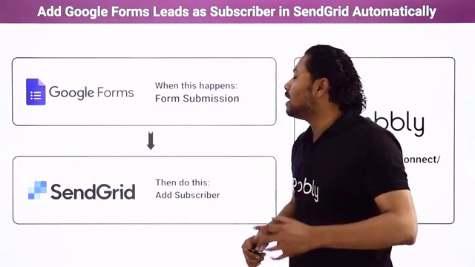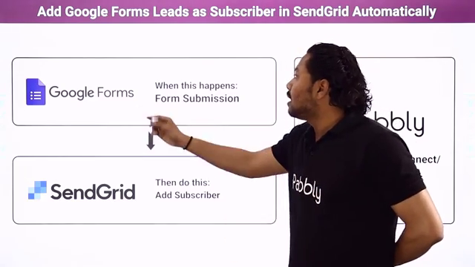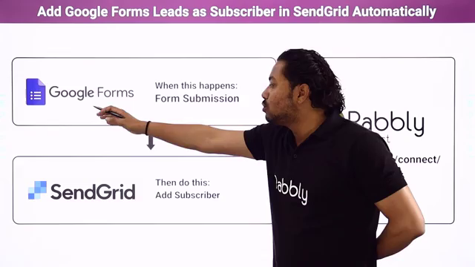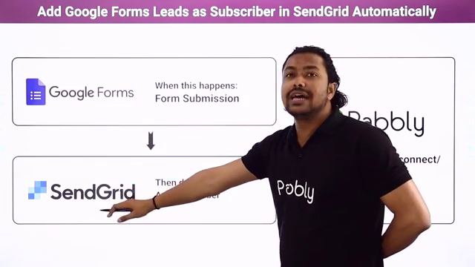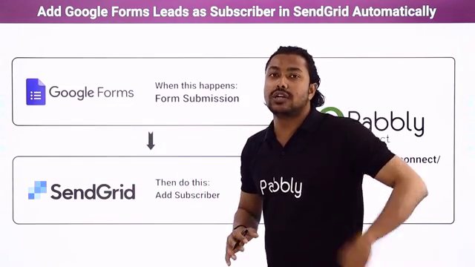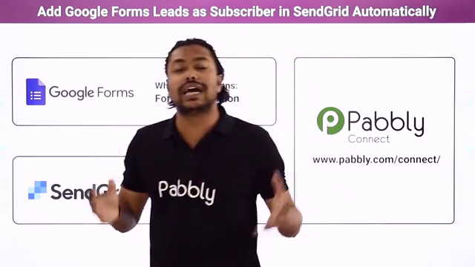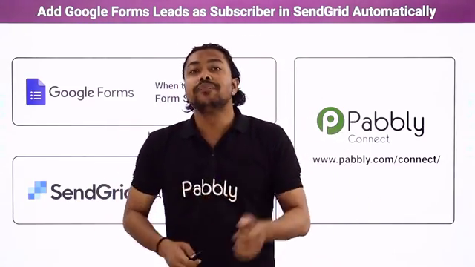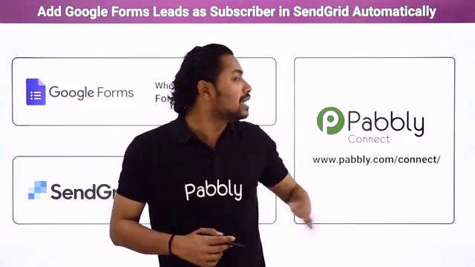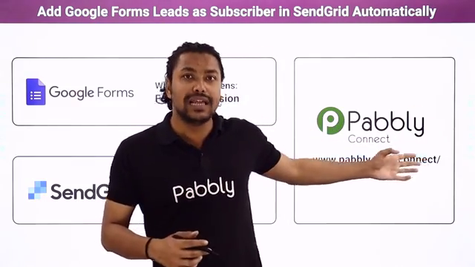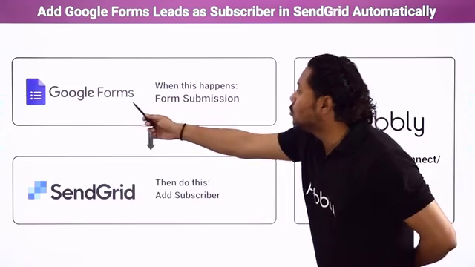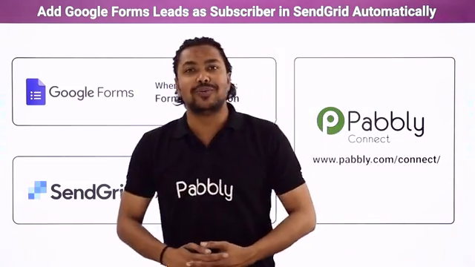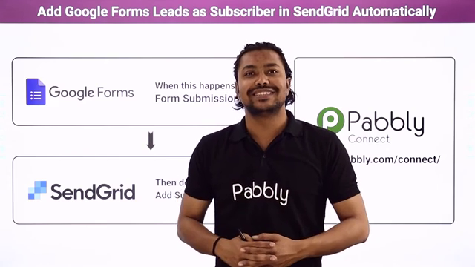Now what we are going to do here, first, whenever a new form submission happens in Google Forms, we are going to automatically add a subscriber into our SendGrid account. That will save us a lot of time and effort because we are not going to do that manually. To do this automation, we are going to use an integration and automation service, Pabbly Connect, which will help us connect Google Forms and SendGrid together. If you want to learn how to do this automation, you have to come with me to the screen.